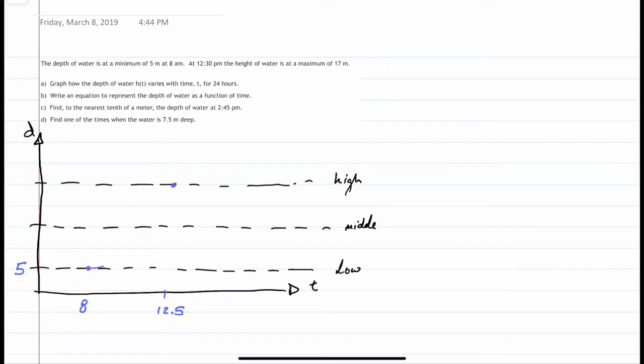However long it takes to get from the minimum to the maximum is how long it's going to take to get from the maximum back down to the minimum. So I know it's 4.5 hours from 8 to 12.5. So then if I go another 4.5 hours past 12.5, that's the next minimum, which is also one full cycle. So 4.5 plus 12.5 is 17. So I know that at 17 hours, which is like 5 o'clock in the afternoon, is the next minimum. I forgot to label the high 17, but I'll just do that now.